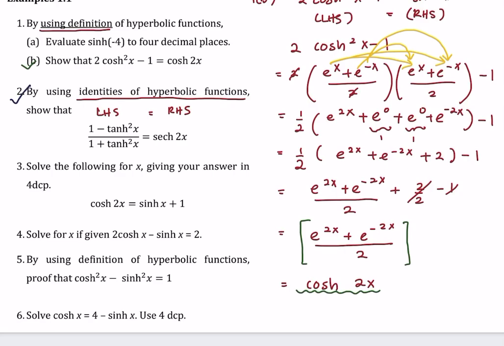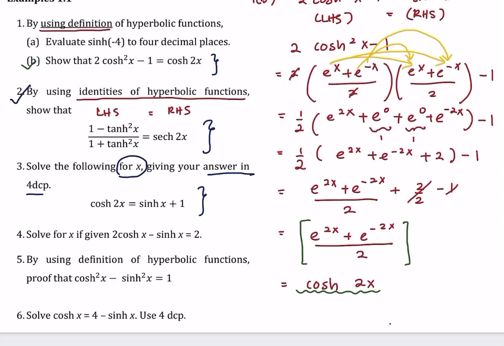Okay, let's try question number 3. Solve the following x, giving your answer in 4 decimal places. So meaning that in this case we need to find the value of x. So it's different. For question 1b just now, we needed to show, using the definition, which is proving. For number 2 also we needed to prove, using identity. But this time we don't have to prove, we want to find the value of x. So we have a different type of question here.